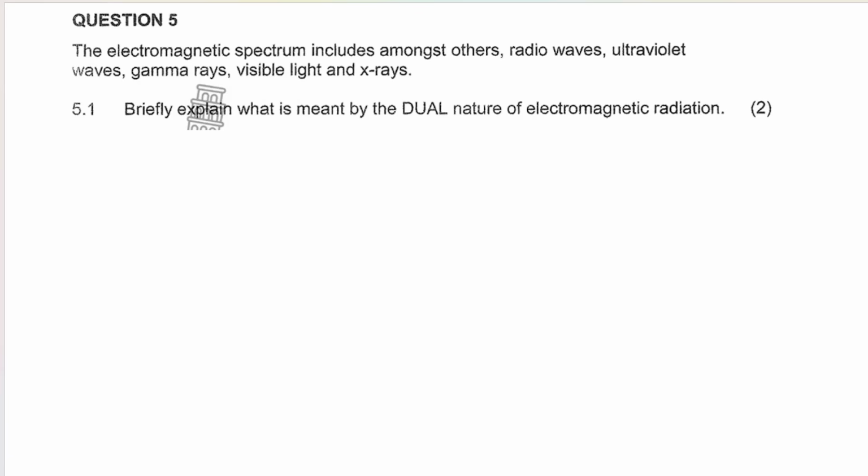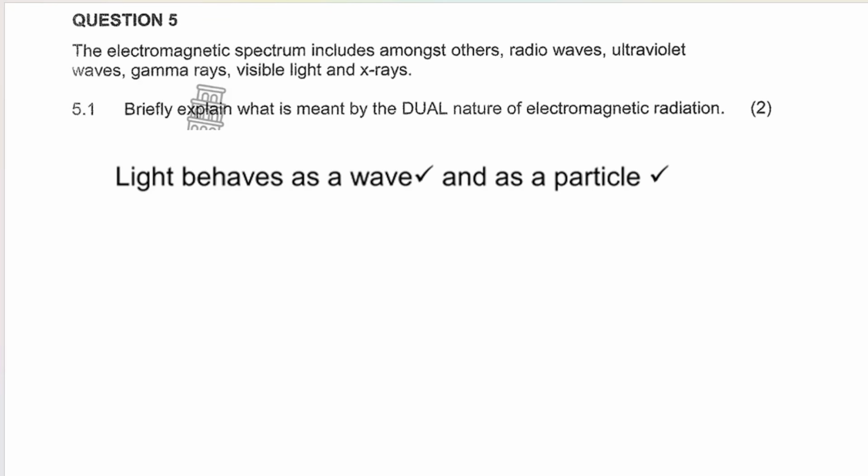So my first question is briefly, what is meant by the dual nature of electromagnetic radiation? And I do cover this in my electromagnetic radiation introduction video, also linked in the description box below. But dual nature just means that electromagnetic radiation acts as a wave and as a particle. Dual means two, double nature basically.